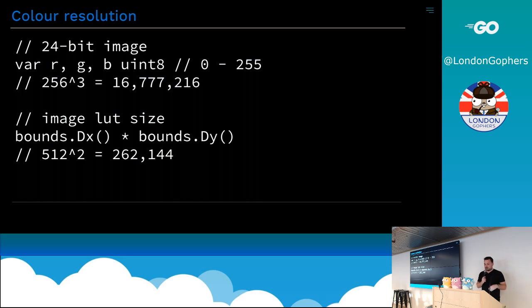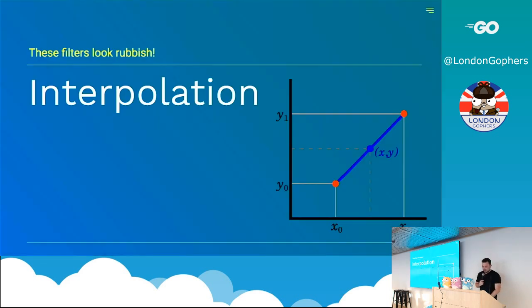So this brings us to color resolution. If you're using a 24-bit image, you've got 16 million colors, essentially. And these lookup tables have about 260,000 colors in them. So you're losing millions of colors, and that's a big problem.